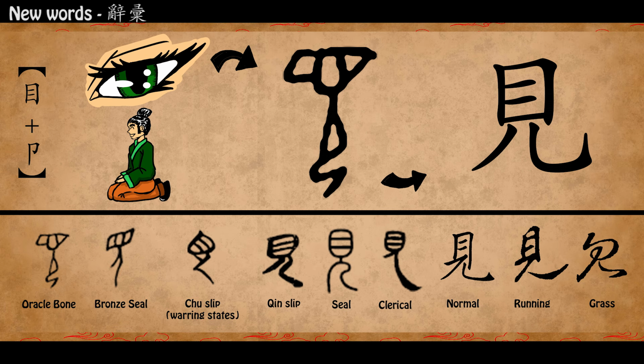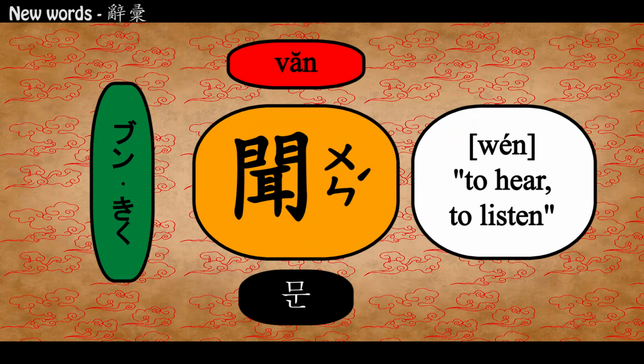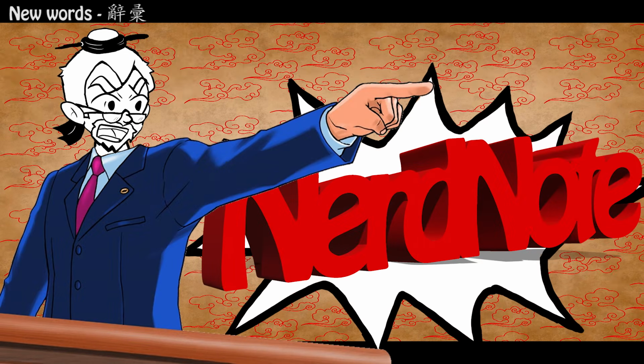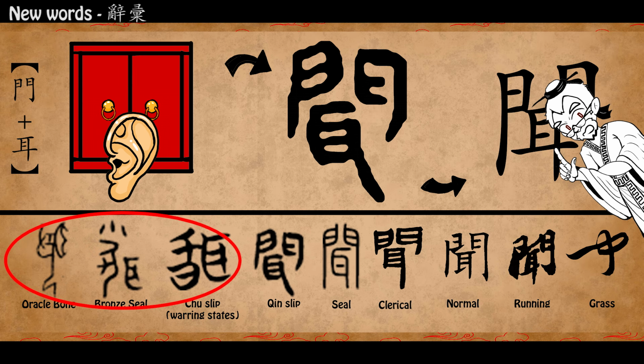And like in English, in classical Chinese, to see someone can also mean to meet someone. 闻: to hear, to listen. From 门, a door, giving the reading, and ear. Pressing one's ear against a closed door to hear or to listen. Nerd note! The sharp-eyed among you will already have spotted that the earliest shapes have a marked lack of doors.